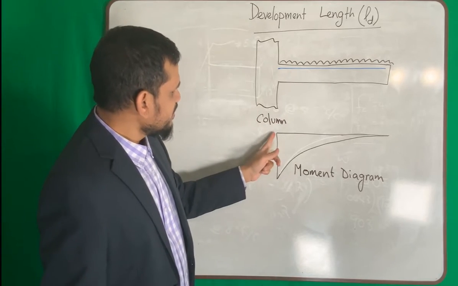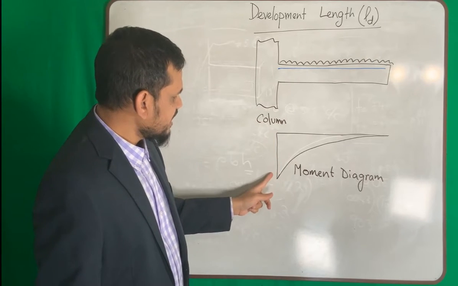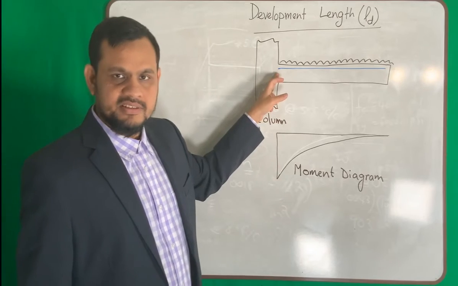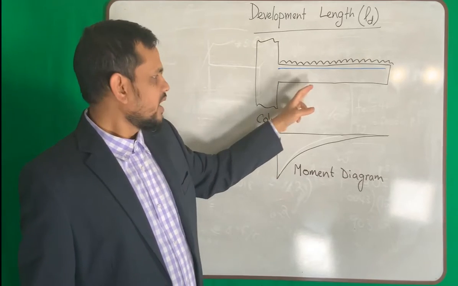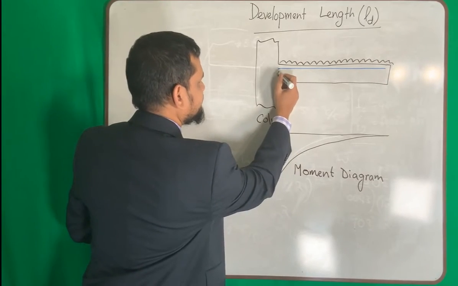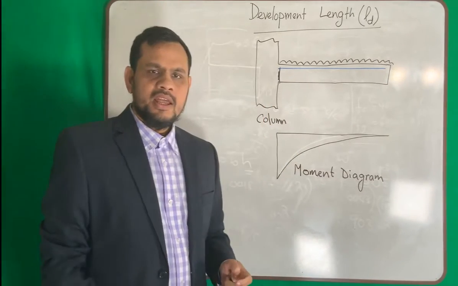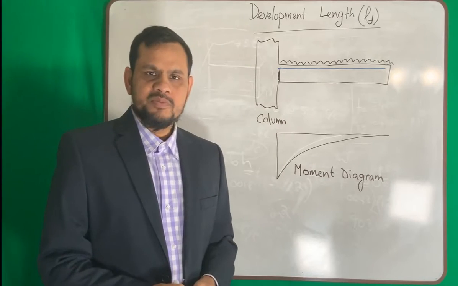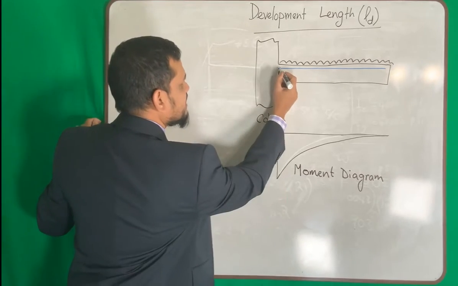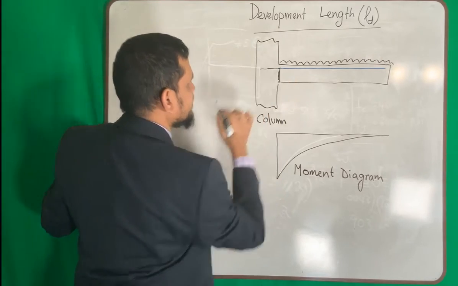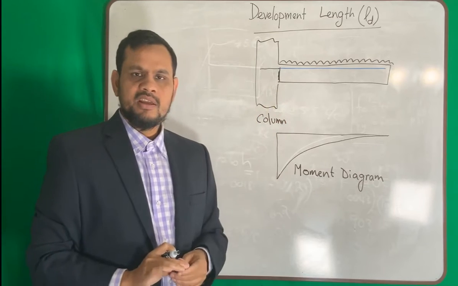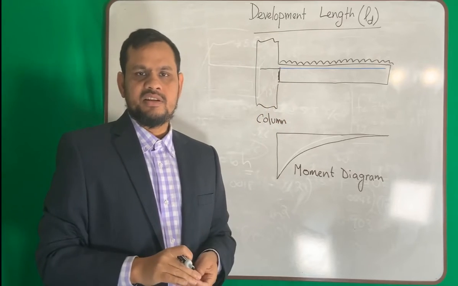You can see the moment diagram. From the moment diagram, the maximum moment is at the face of the column or at the beginning of the beam. So my maximum moment is here at this place. Now, when I am placing the reinforcement, will I place my reinforcement from here, or will I extend my reinforcement some distance from the maximum moment to somewhere here? We need to extend that reinforcement.